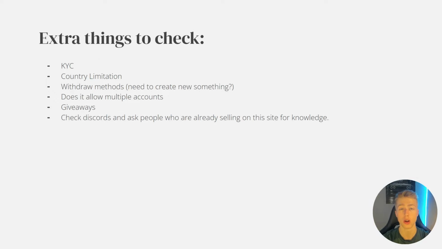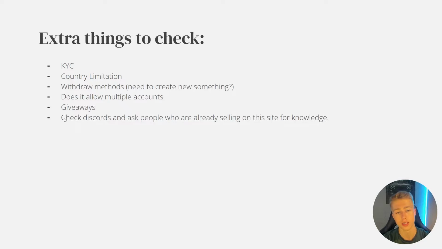Now, a few things that I also want you to check before you go all in on the strategy. Check the KYC, which basically means sometimes you have to verify your passport or ID in order for them to know that you're 18 years or older. A lot of laws require it, so they have no choice, but you need to give the KYC. Otherwise, you can only trade a few dollars. Then check country limitations. If it's not supported in your country, you will probably know quickly. Withdrawal methods: do you need to create a new crypto account or something? Does it allow multiple accounts?